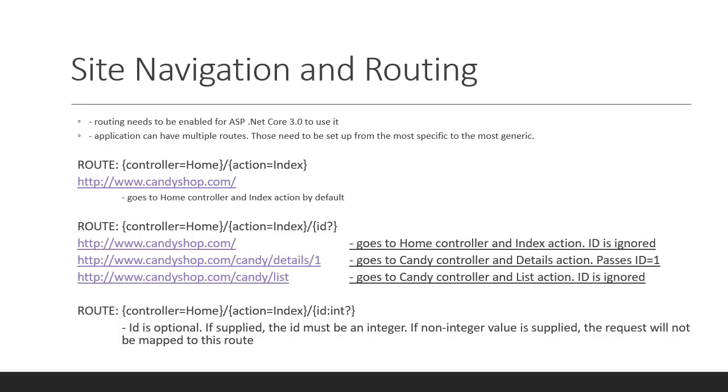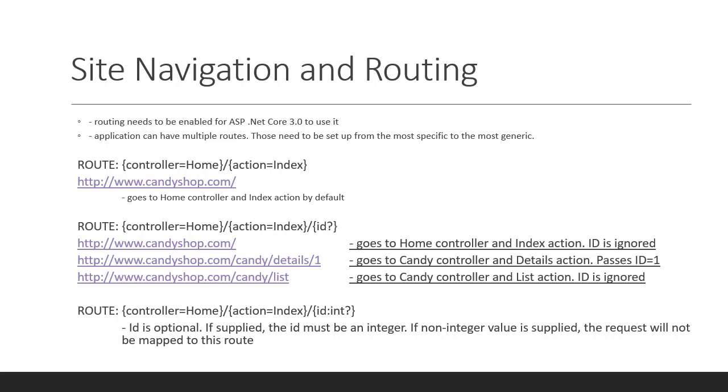We could however have values for some of the segments to be optional. Optional values are defined with a question mark, such as the ID and then a question mark after that. So when this route is used, then the following would be mapped to it. It would be candyshop.com, then candyshop.com/candy/details/1, and also candyshop.com/candy/list. All of these match the pattern. The first one is mapped because by default it would go to the home controller and index action. And since ID is optional, it simply would be omitted.